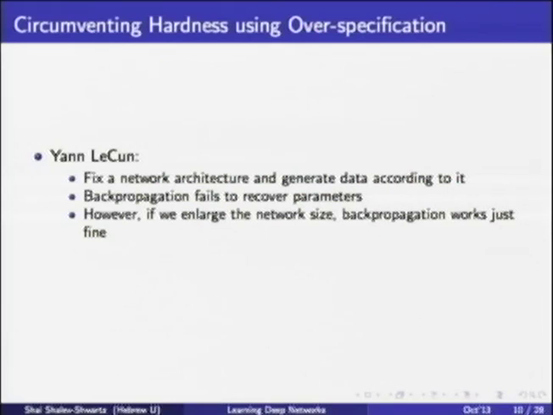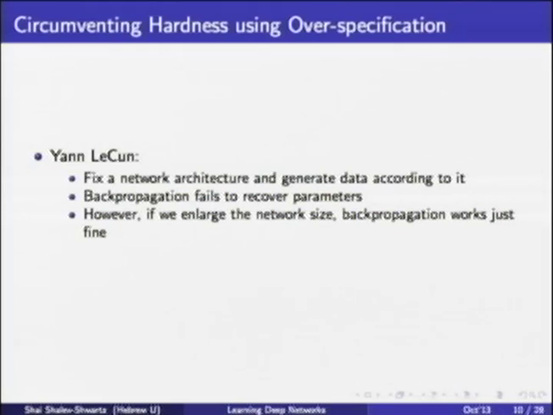Now you try to apply backpropagation in order to recover the parameters of the network using the generated data. This fails, doesn't work. But if you enlarge the network size, you take a larger network, and then you run backpropagation to fit the parameters of the larger network, and you don't care about recovering the original network, you just care about having good performance, then this works. Okay? So the idea here is to learn larger networks.